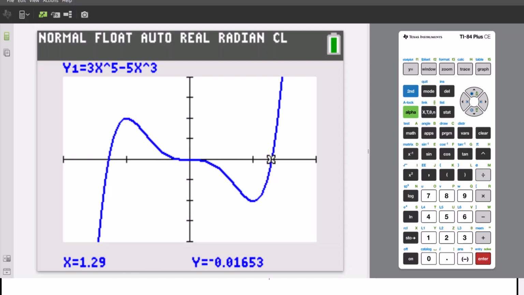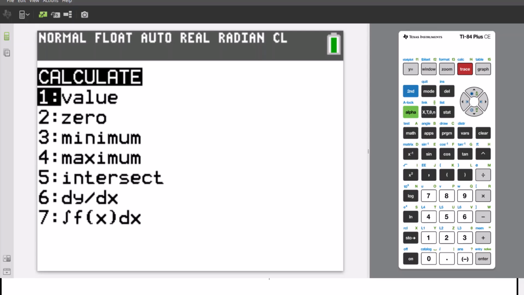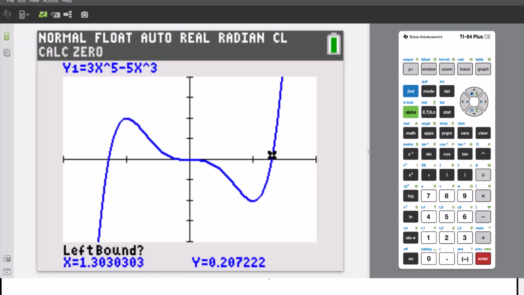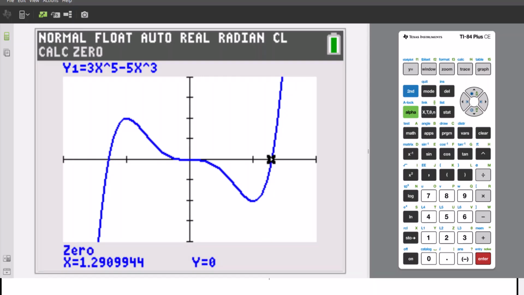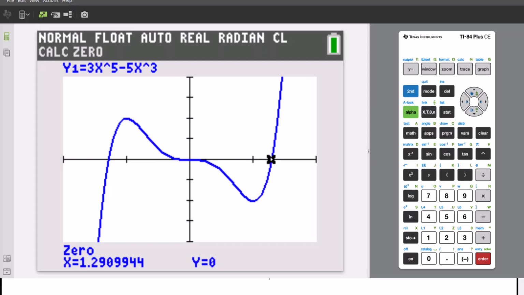We can do this a little bit better by clicking second and then trace, and then finding the 0 of the function, option number 2. We've done this before, but as a review, you just click enter there. It's going to ask you for the left bound, so you go to the left side of the intersection with the x-axis, and then it's going to ask for the right point, so you're going to go to the right side of the intersection, and you just click enter. And now you see it says 1.2909944, and the y-coordinate is basically 0. So we know it's roughly speaking 1.3.